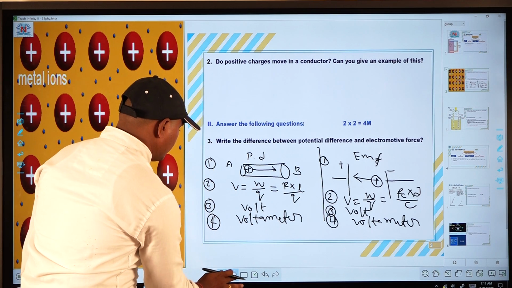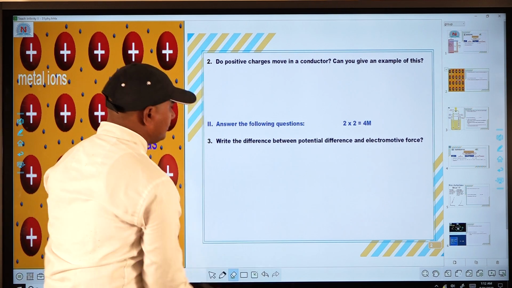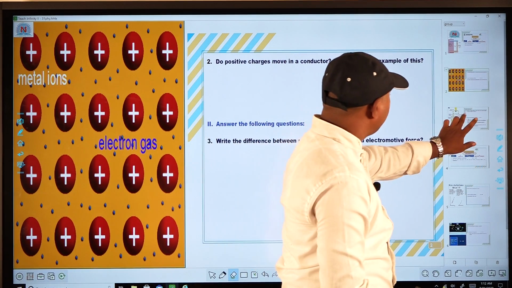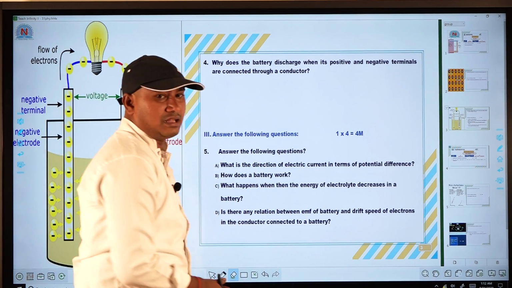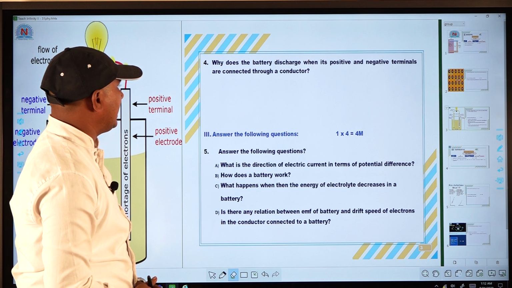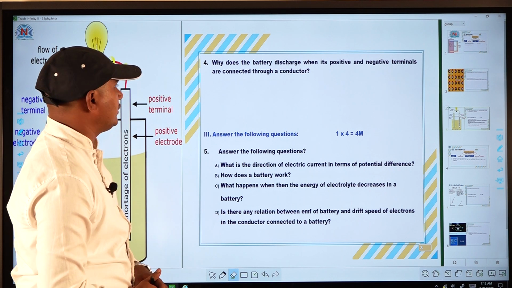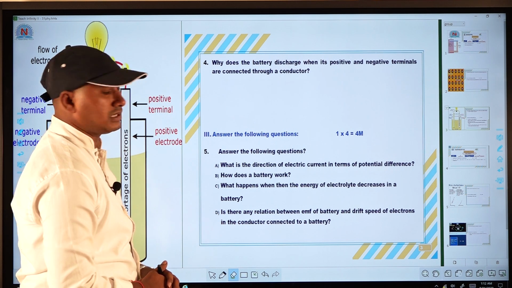Next, you can go to discuss one more question. See question number 4 here. See the question here. Why does the battery discharge when its positive and negative terminals are connected through a conductor?